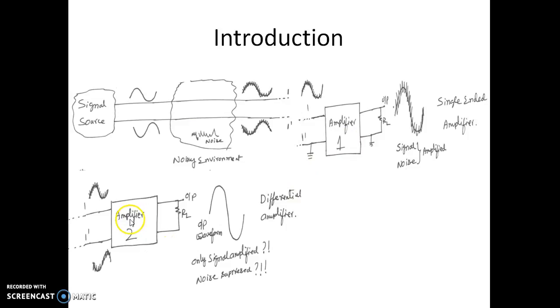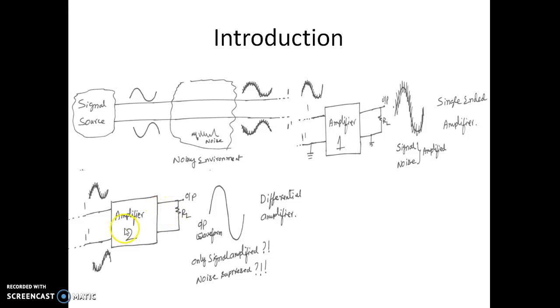This second amplifier, amplifier 2, will amplify only the difference of the signal available between 1 and 1 dash. The violet signal is different, but the noise at the wire 1 and 1 dash will be exactly the same. Since it is a common noise, it will be rejected. Only the signal which is not the same gets amplified. As you can see here, only the signal is amplified and the noise is suppressed. This is an interesting thing.